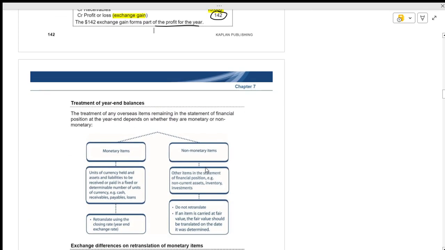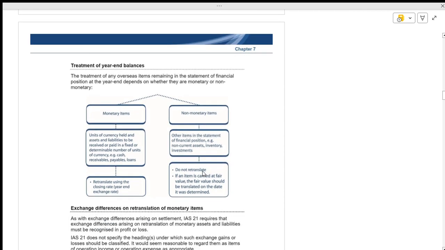Now, what is the second part? We will do this at a later stage: the treatment of overseas balances remaining in the statement of financial position. When we talk about the statement of financial position, there are two things: monetary items and non-monetary items. What are the non-monetary items? We don't take units of currency held, in the assets and liabilities.